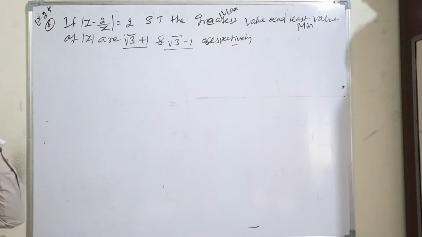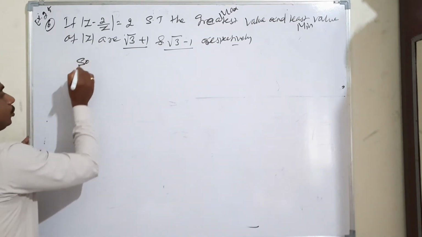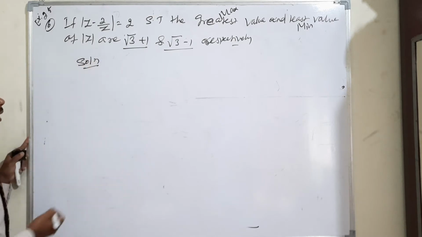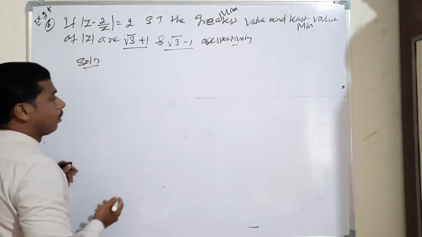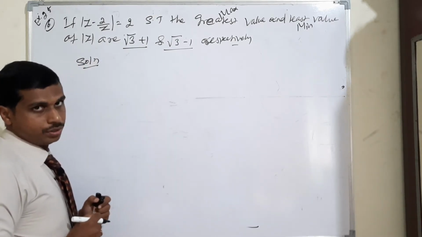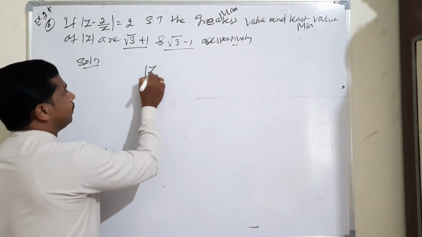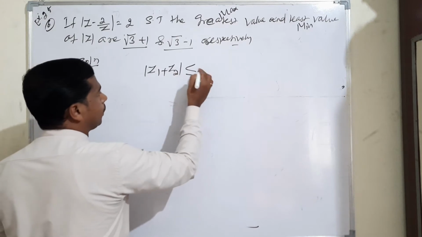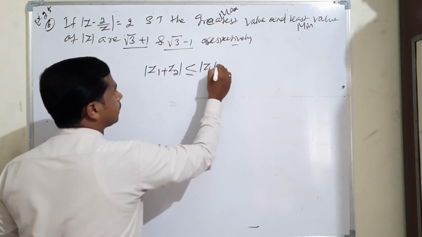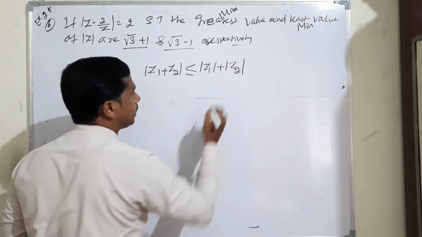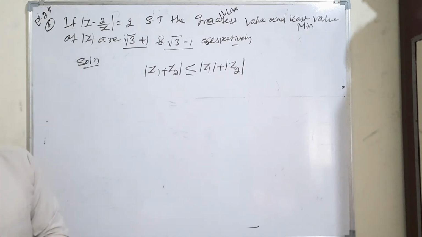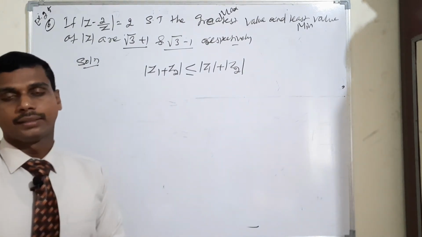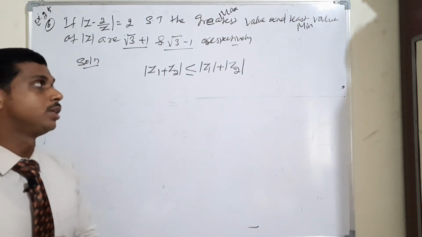Okay, so the first step here also, we should learn one property, then only you can attempt. Not the same property as the previous question, okay, it is different. It is: modulus of z1 plus z2 less than or equal to modulus of z1 plus modulus of z2. This is actually, just imagine a triangle. Triangle means how many sides are there? 3 sides. Just imagine side 1 and side 2.